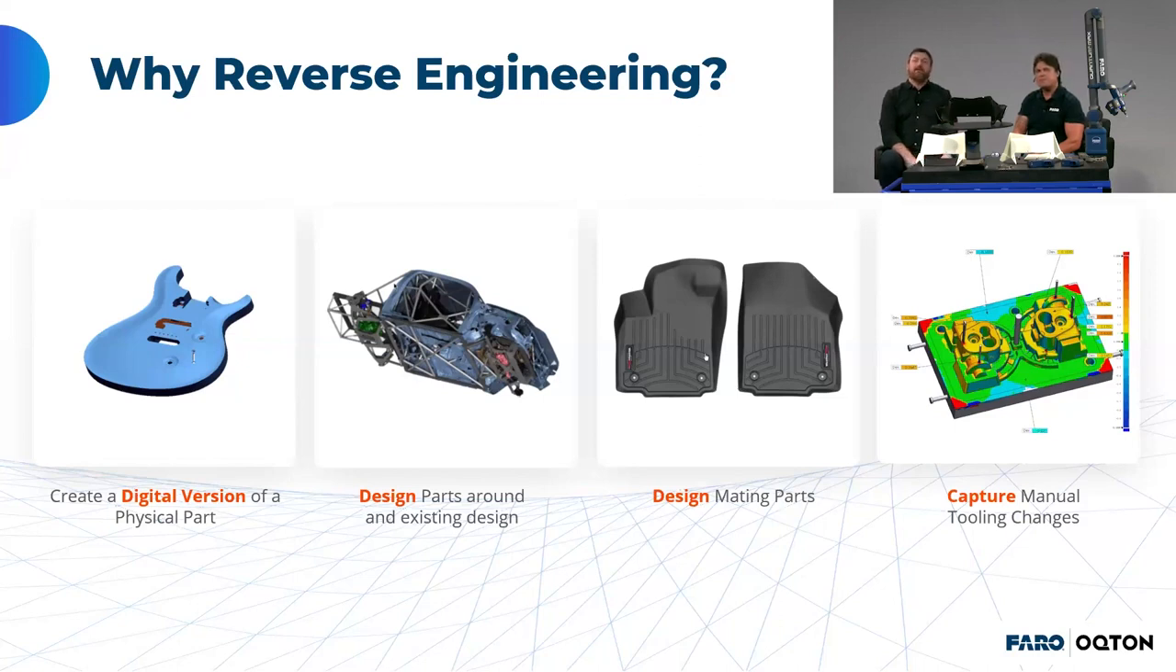So the third one is designing mating parts. A lot of people are familiar with aftermarket parts like the floor mats in this example here, but scanning somebody else's product because you make a complementary product that fits to it, right? So scanning is excellent for that. As you can see, these are very complicated shapes. And if you need to make an aftermarket part, you can design something directly off that scan data to mate to the objects, right?